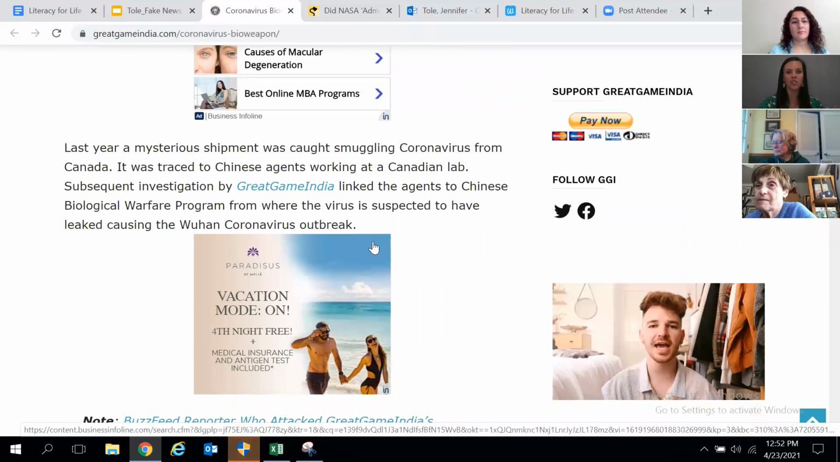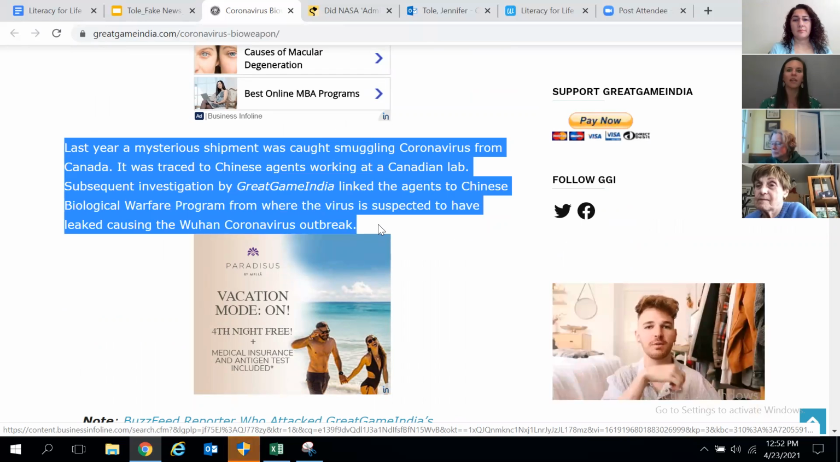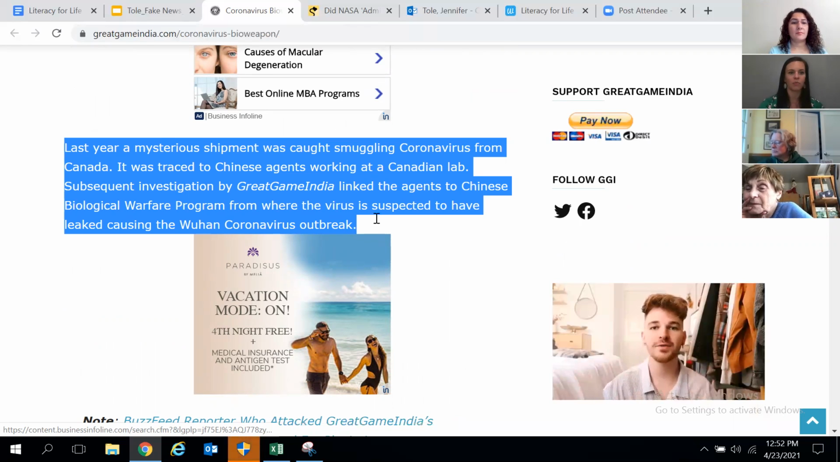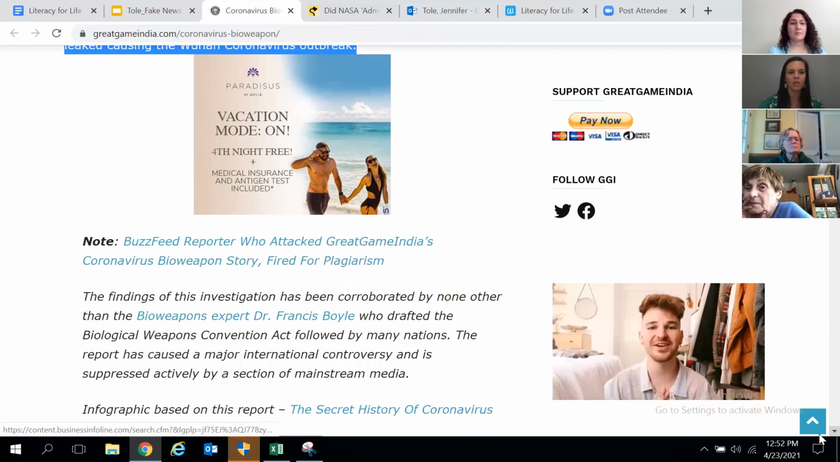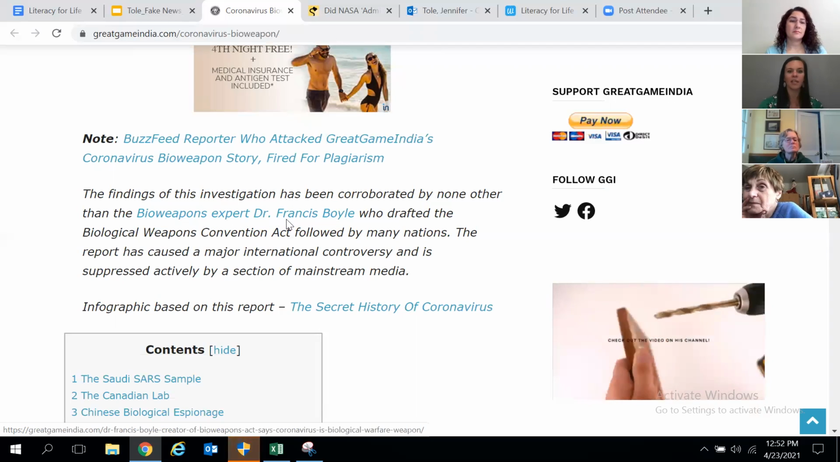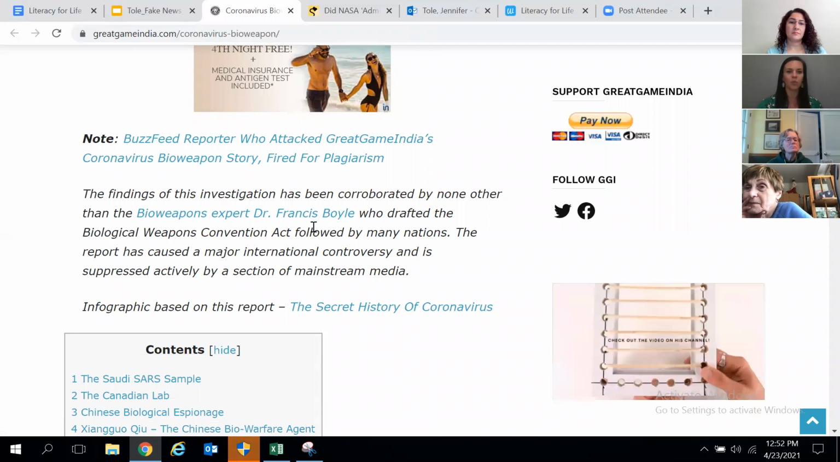And we can see the gist of the article: last year, a mysterious shipment was caught smuggling coronavirus from Canada. It was traced to Chinese agents working in a Canadian lab. And they say that this is part of a biological warfare program. The findings have been corroborated by none other than the bioweapons expert, Dr. Francis Boyle. And there's a clip of him so you can learn more about him.